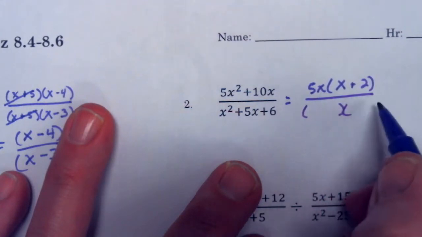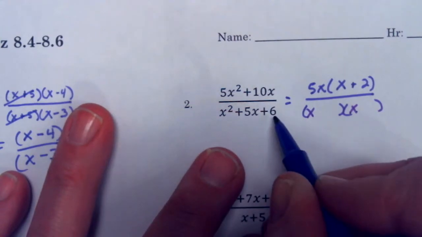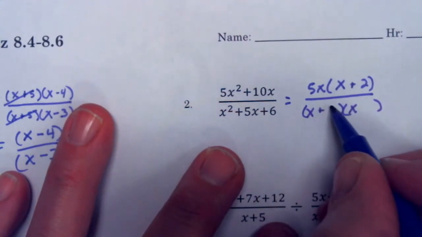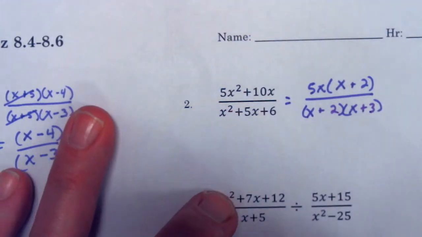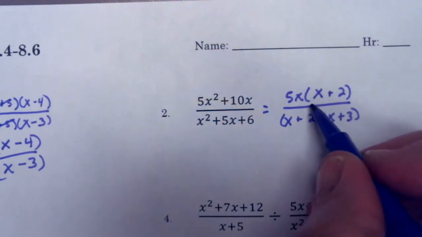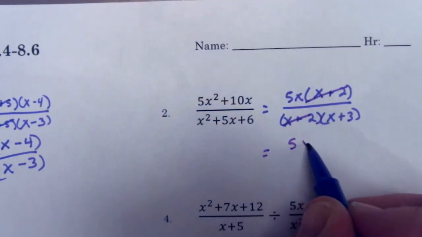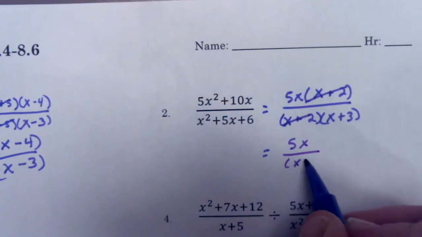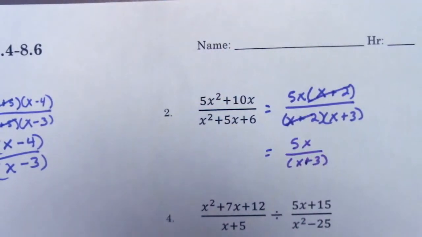In the denominator, factoring my favorite trinomial, x squared plus 5x plus 6. Two numbers that multiply to be 6 and add to be 5, of course, are 2 and 3. So x plus 2 times x plus 3. Now, in the numerator and denominator, there are common binomials of x plus 2, so they cancel. What's left is the 5x over x plus 3. All right, so that's number 2.